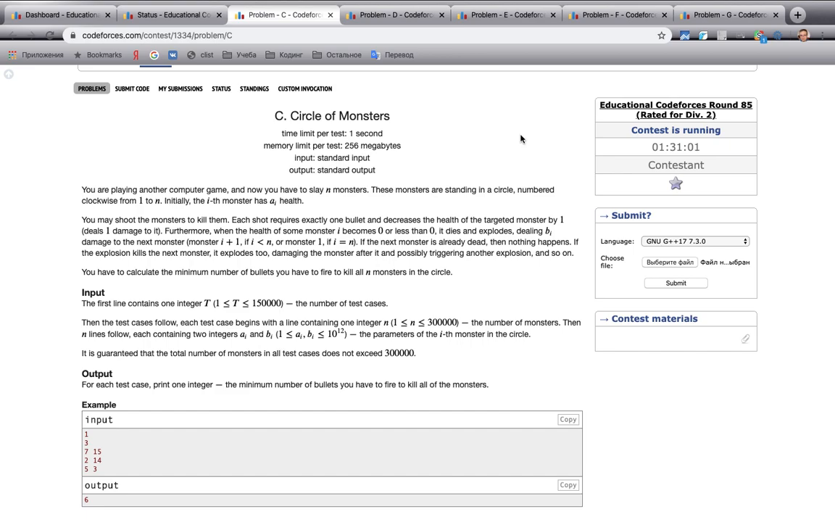After we have done this, we incurred all the necessary damage, so we didn't spend anything we don't have to, but now every monster will die if the previous one exploded. So if we kill any monster, it will explode, then the next one will explode, then the next one will explode, and they all will die. So we will just kill the one with the smallest health, and we are done.